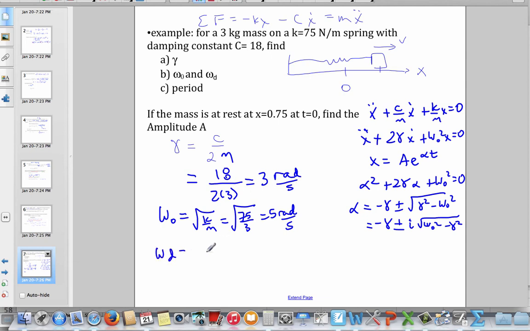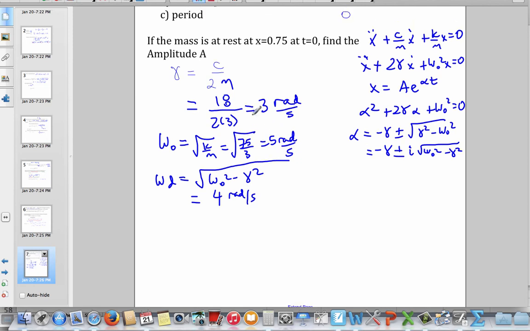We want to know what omega damped is. That's the angular frequency of the vibration when there's friction. It's given by this expression here. So that's the square root of 5 squared minus 3 squared. That's 25 minus 9, it's root 16. It's 4 radians per second. So the rate of vibration has slowed down a little bit because of the friction.